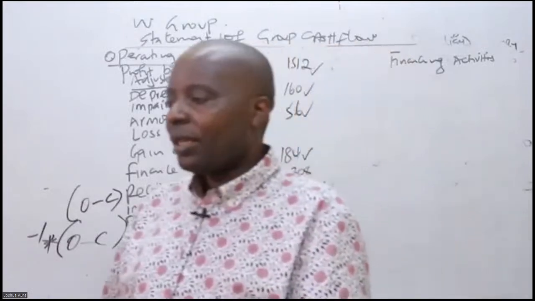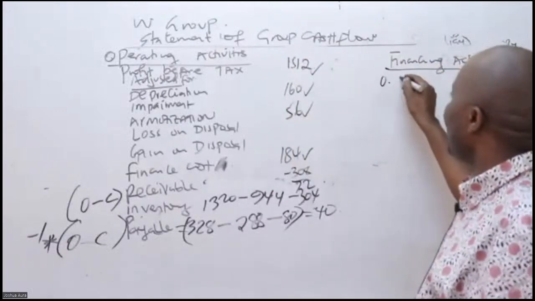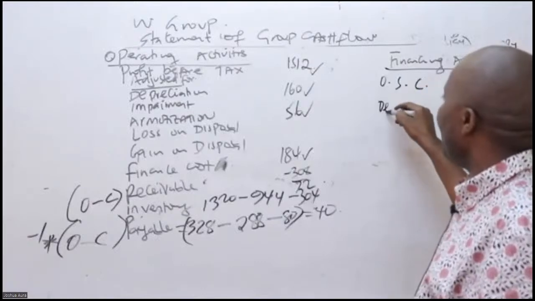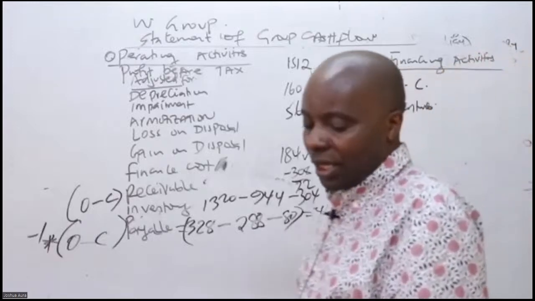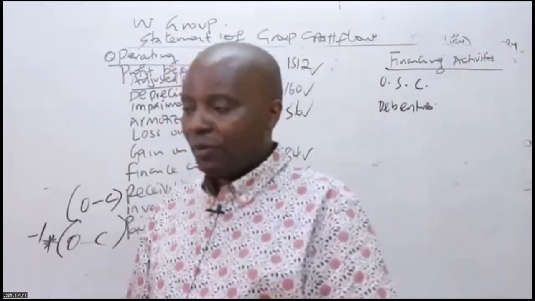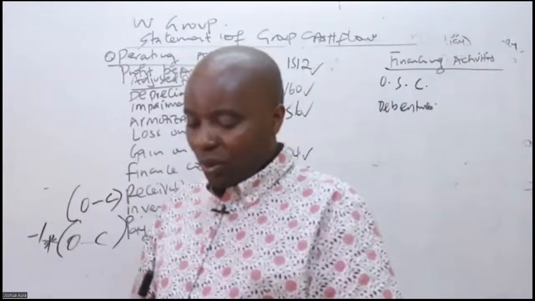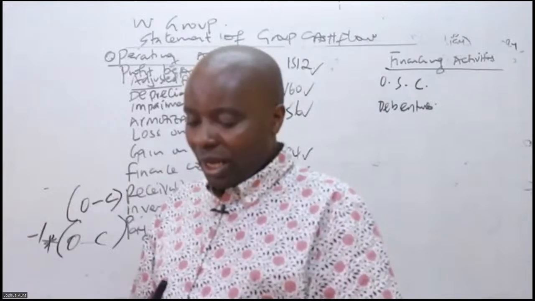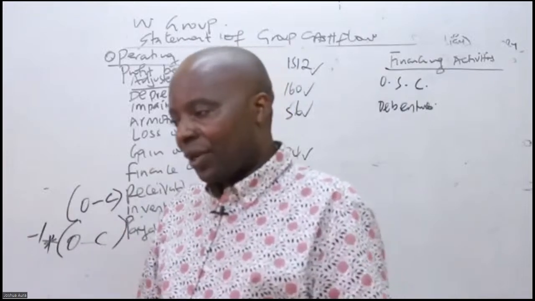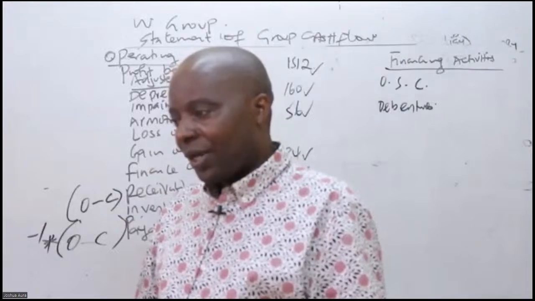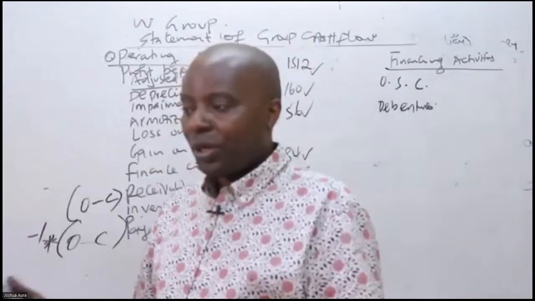So now we are under financing activities. Under financing activities, we are looking at ordinary share capital and any debentures that we have, very easy. If you look at the question we have here, look at ordinary share capital and tell us whether we issued new shares. At the beginning we had 800, at the end we had 800. So we never raised anything with ordinary share capital.